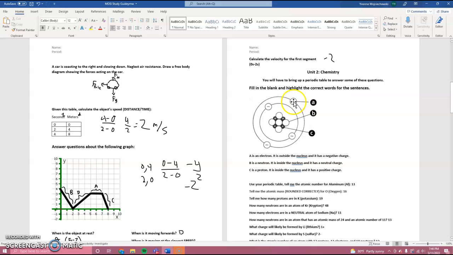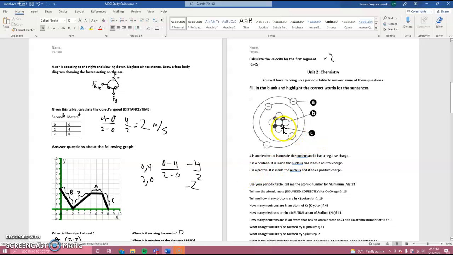Okay, so A is pointing to this guy right here with the negative charge. That is an electron. Electrons are outside of the nucleus. They have a negative charge. B here pointing to the one with nothing in it. That is a neutron. Neutrons are neutrally charged. They are inside the nucleus and they have a neutral charge.